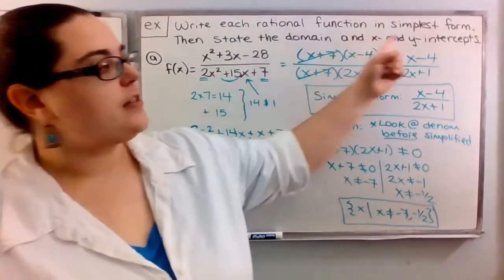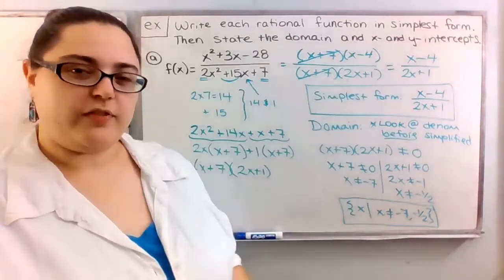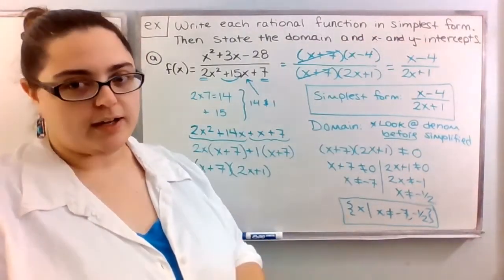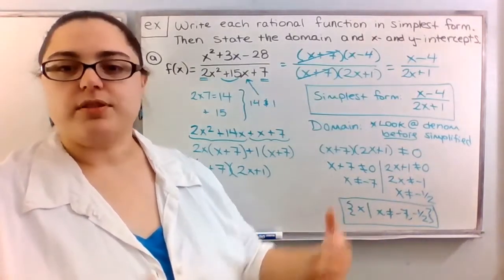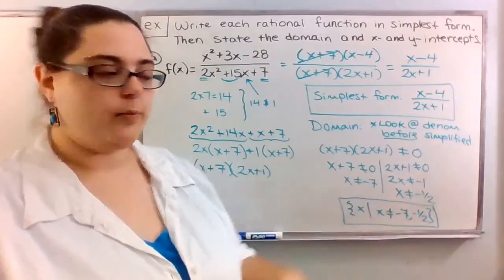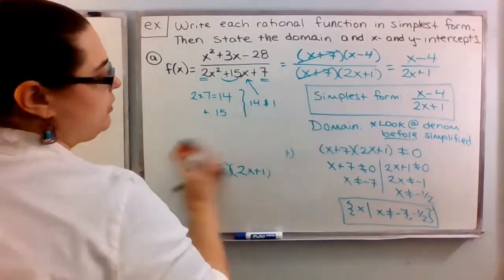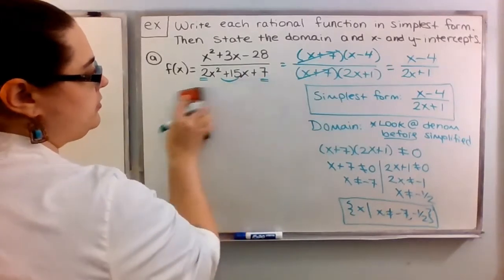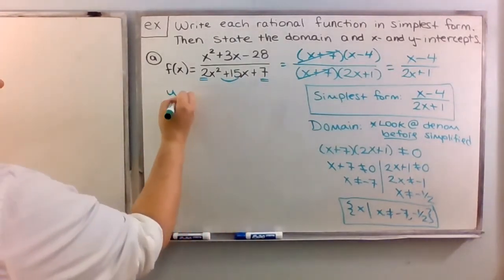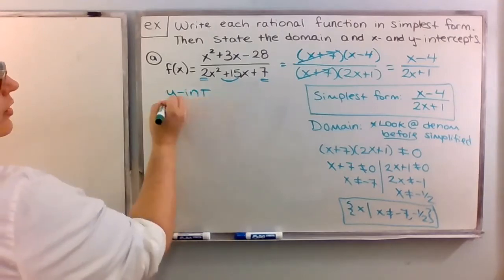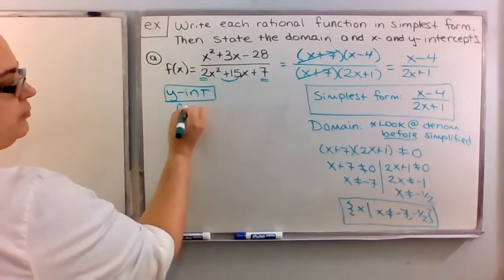Lastly, to state the x and y-intercepts, now we're going to do that the normal way that we would find those. So to find your y-intercept, you substitute in 0 for x. And to find your x-intercept, you set the function equal to 0. So let's find our y-intercept first, because that one's usually a little bit easier. So for the y-intercept, we're going to find f of 0.